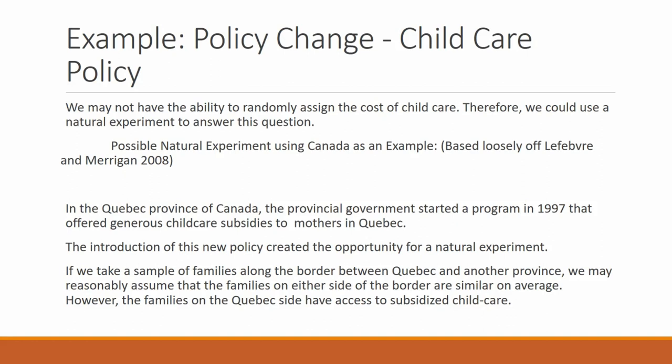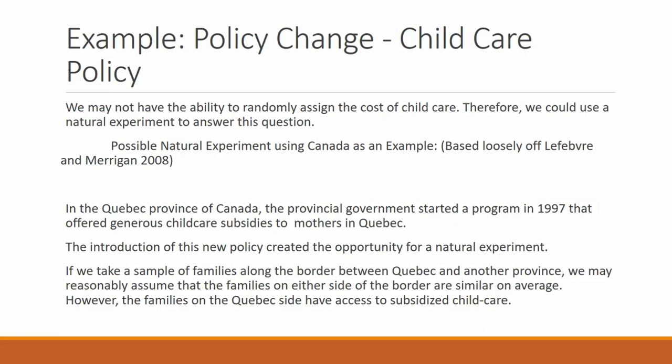Imagine that we take a sample of families that live right along the border of Quebec and another province. Half of our sample comes from families that live on the Quebec side of the border, and half come from families that live on the other side of the border. Because we're using a sample taken right along the border, it might be reasonable to assume, and of course we could verify, that these families are the same on average.